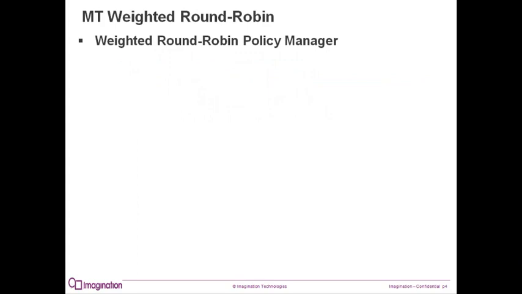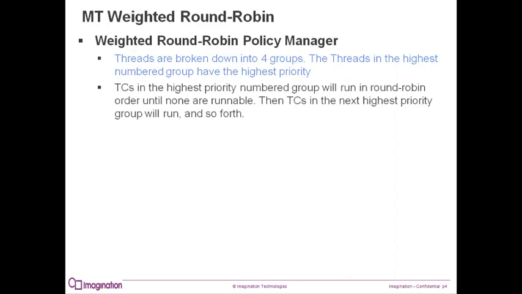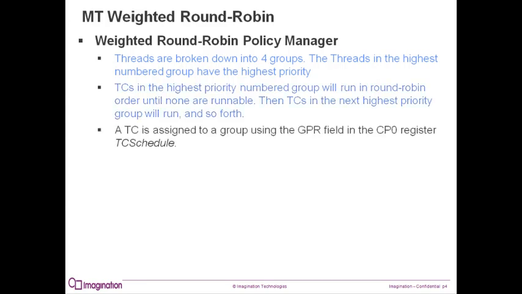For the weighted round-robin policy manager, a thread can belong to one of four groups, 0 through 3, with 3 being the highest group priority. Each thread in the highest group will run in round-robin fashion until there are no threads runnable within that group. Then, threads in the next group will run in the same fashion until a thread in the higher priority group becomes runnable. A thread is assigned to a group by the GPR field in its TC schedule CP0 register.